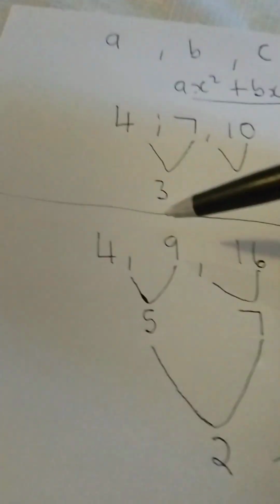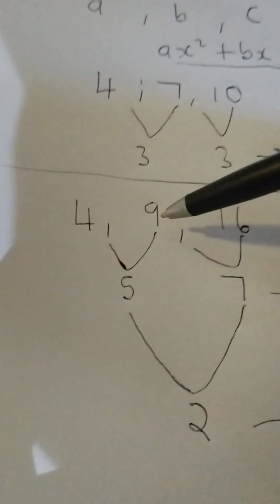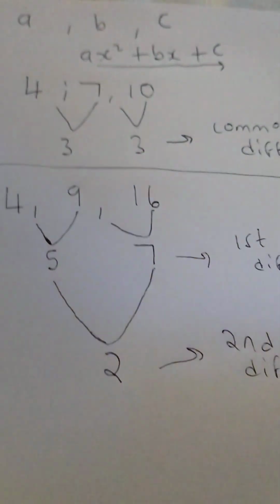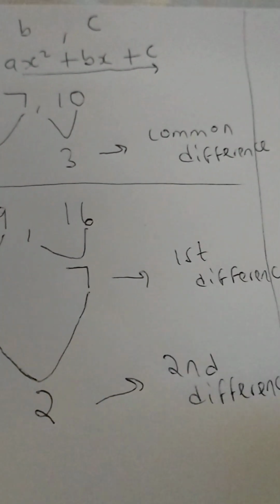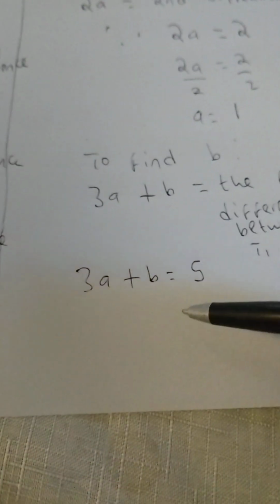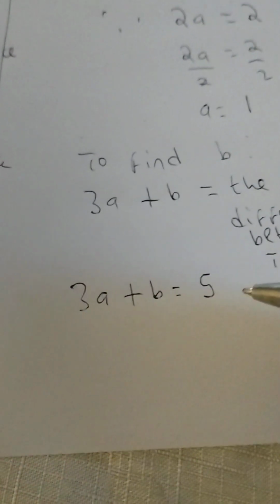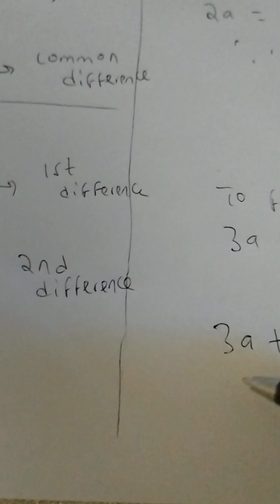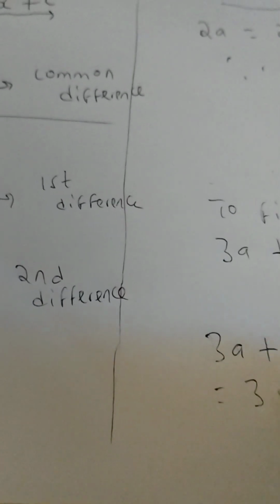So this will be, remember, this is T1, this is T2. The first difference between T1 and T2 is 5. So in other words, 3A plus B will be equal to 5. And now to solve for B, I already know what A is from the previous example. So it will be 3.